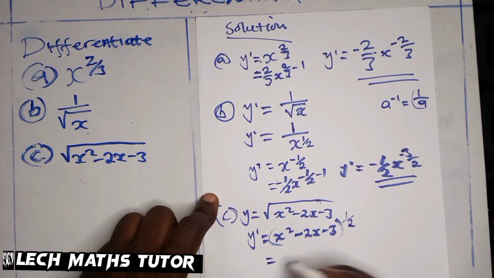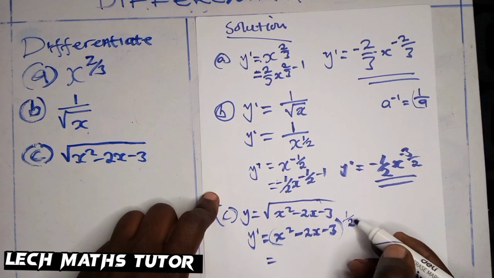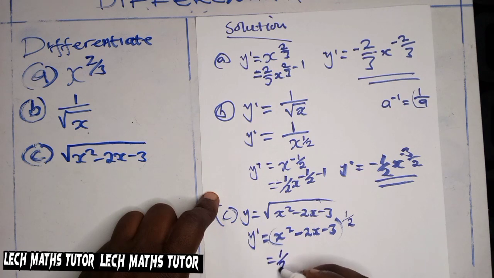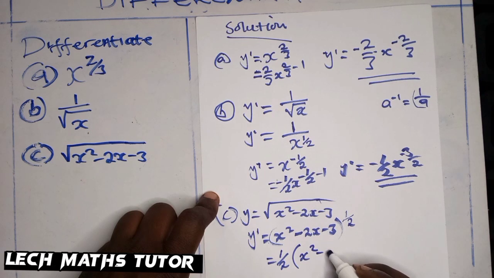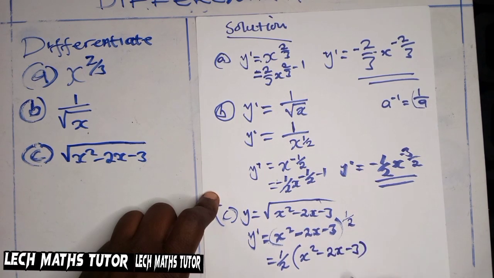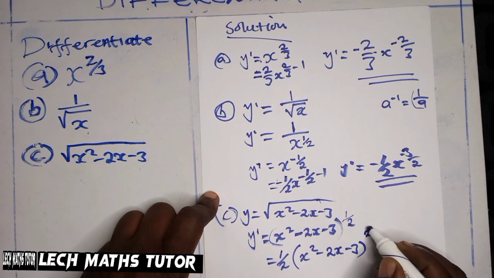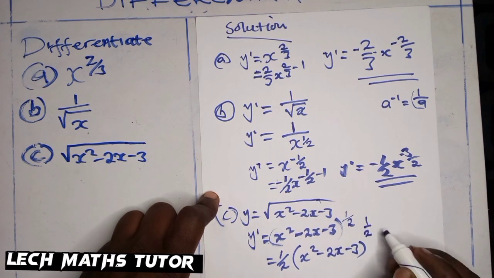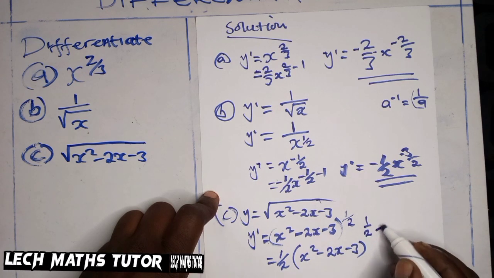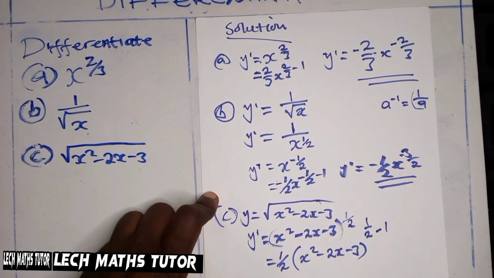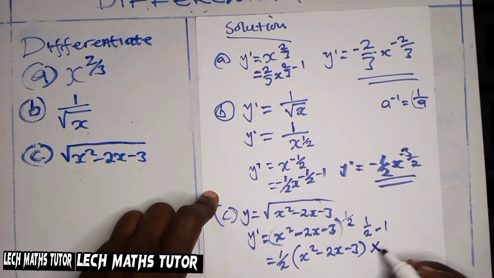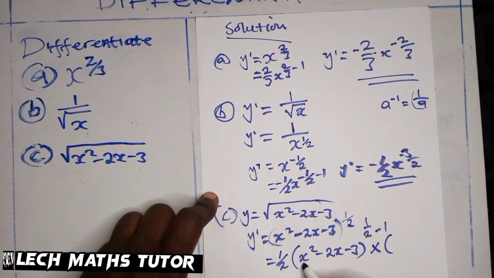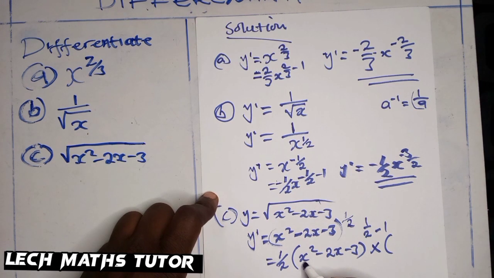So here, this is where you multiply this power by 1 here. So we are going to have half multiplied by, in the bracket, x squared minus 2x minus 3 to the power 1 over 2 minus 1, because we are subtracting 1 from this power. So if you are here, we have to differentiate also what is in the brackets. So here we multiply by, let's differentiate what is in the bracket.